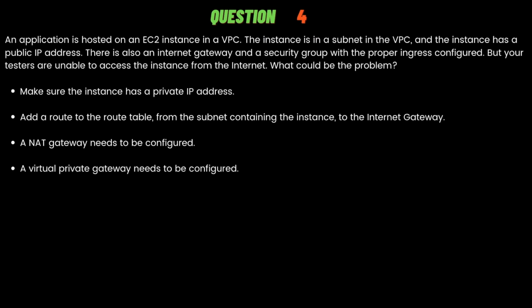A NAT gateway needs to be configured. There's already an internet gateway, so you don't need a new NAT gateway. Surely not. The next: a virtual private gateway needs to be configured. Definitely that's not a correct answer either. So I will go with option number 2.